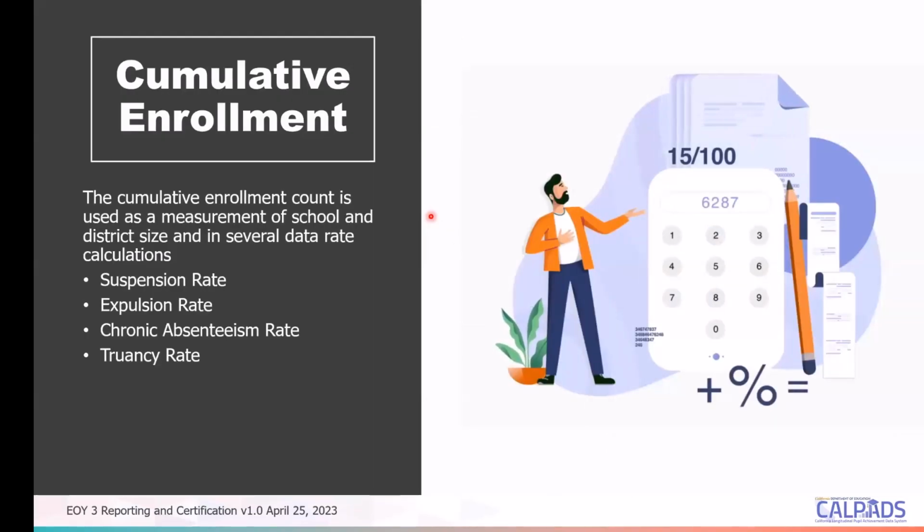This is used as the denominator when computing your suspension rates, expulsion rates, chronic absenteeism rate, and truancy rates. So this is used in the California dashboard to reflect the rates of suspension, expulsion, and chronic absenteeism and truancy at your schools and, of course, the districts.